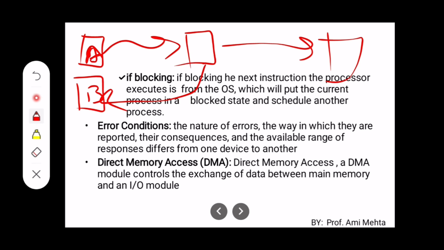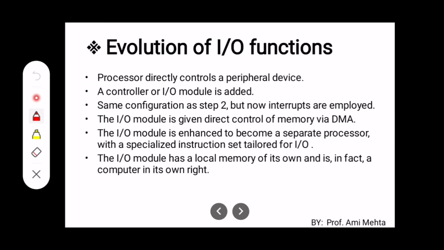Now what is the concept of direct memory access? A DMA module controls the exchange of data between main memory and the input output module. Okay, evolution of input output function. How are input output functions evolved? A processor directly controls a peripheral. Peripheral devices means that we are adding some extra devices, so that all are handled by the processor. Or for that, an input output controller or input output module is added.